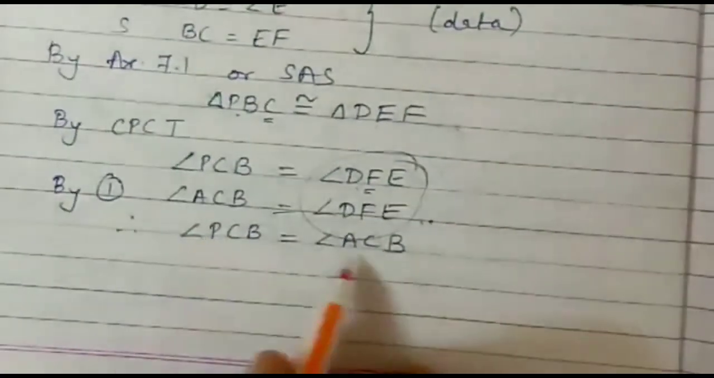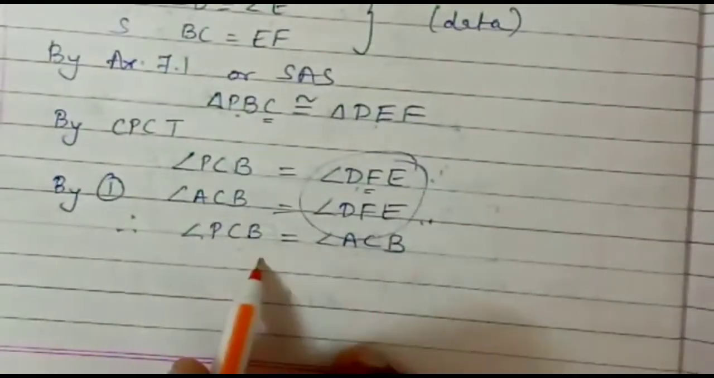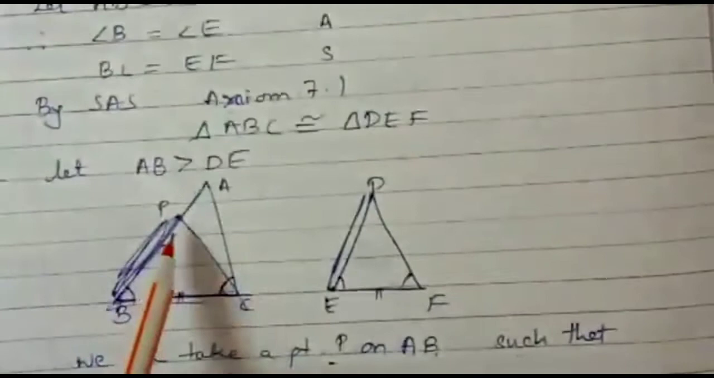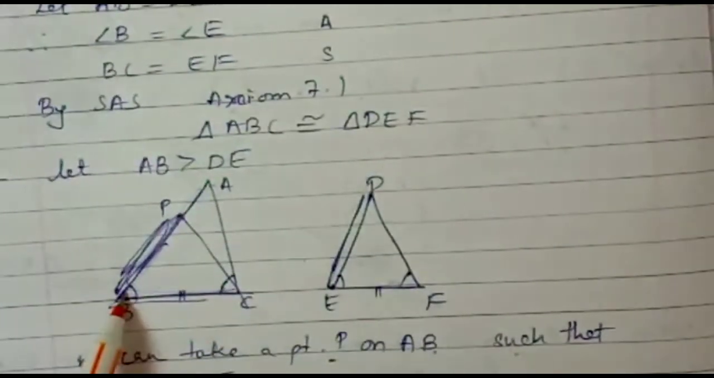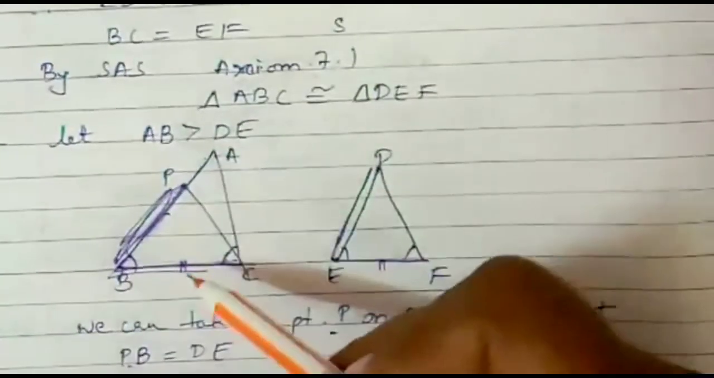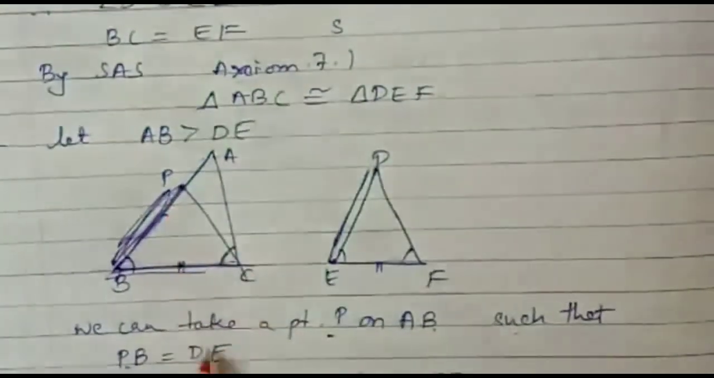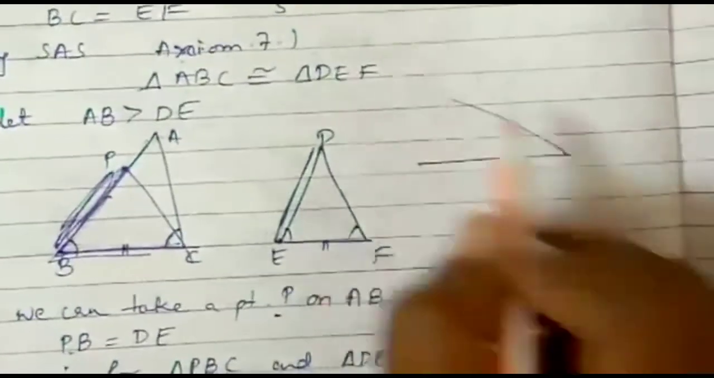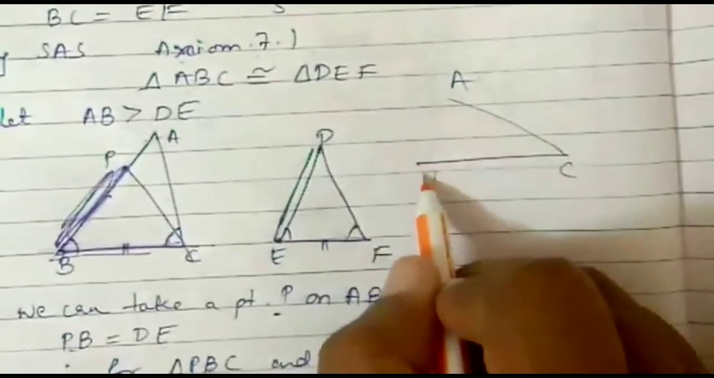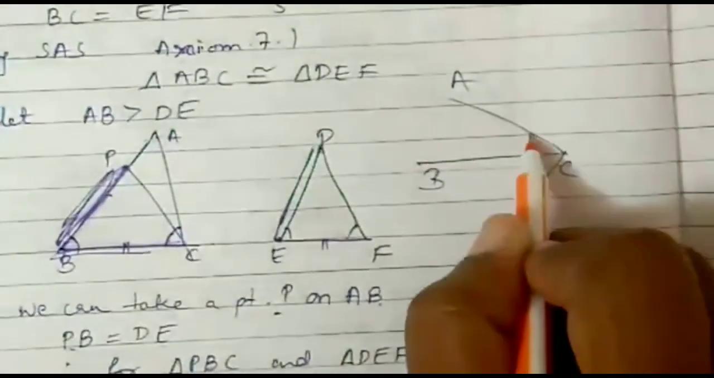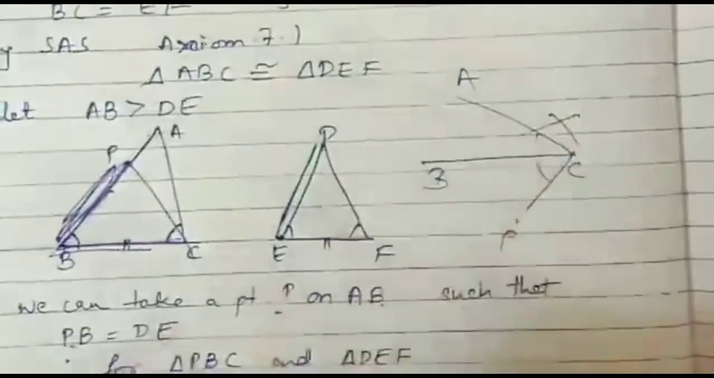This is only possible because these two angles are on the same line. How can I say PCB and ACB are equal? Because P and A are both on the same side of line segment BC. It's not like P is over here. I'm not talking about this kind of angle. This is ACB and this is PCB, so they can have equal measure. No, this is not the figure.